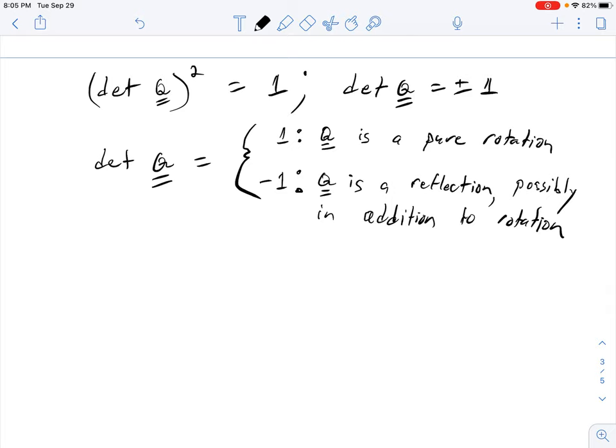Orthogonal tensors form a group under multiplication in the sense that if you multiply two orthogonal tensors together, you get another orthogonal tensor.